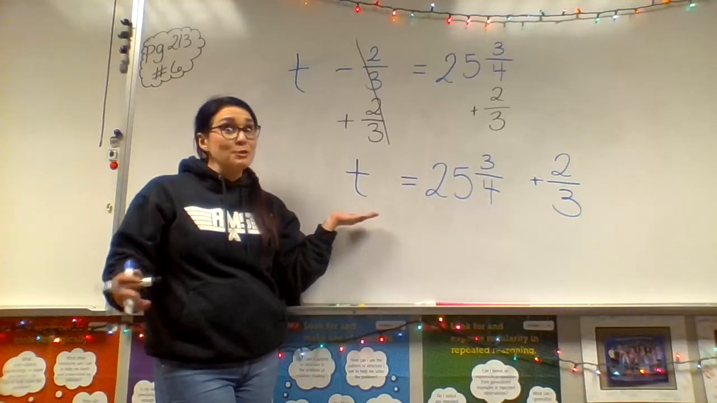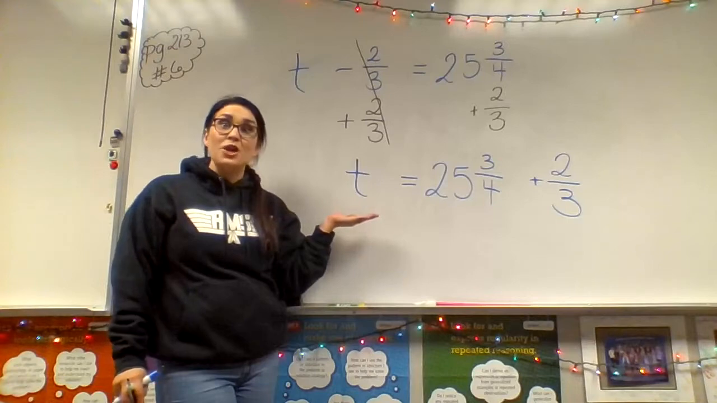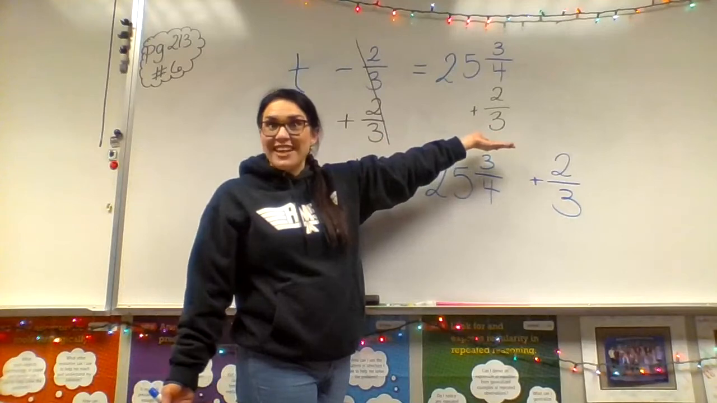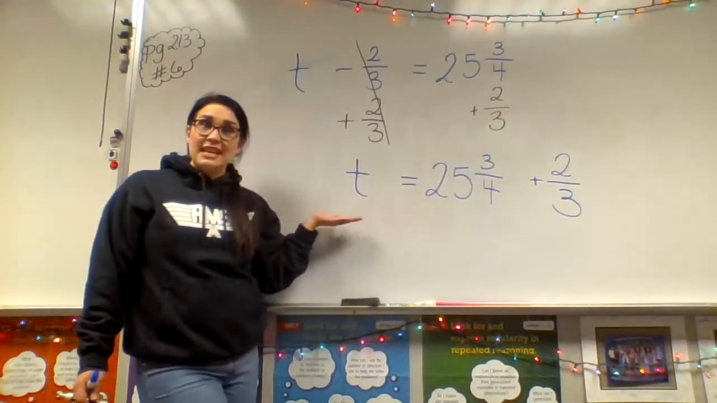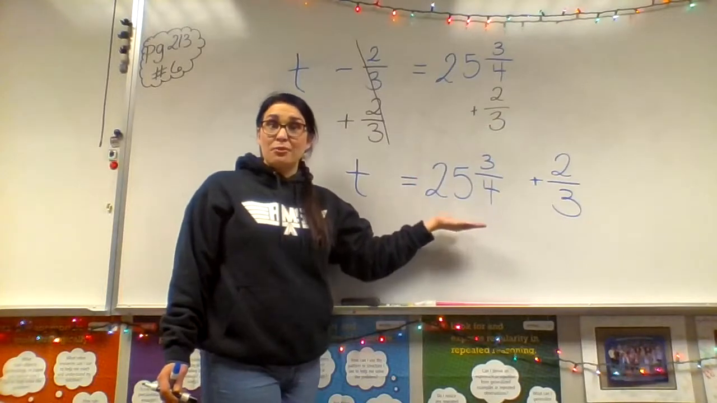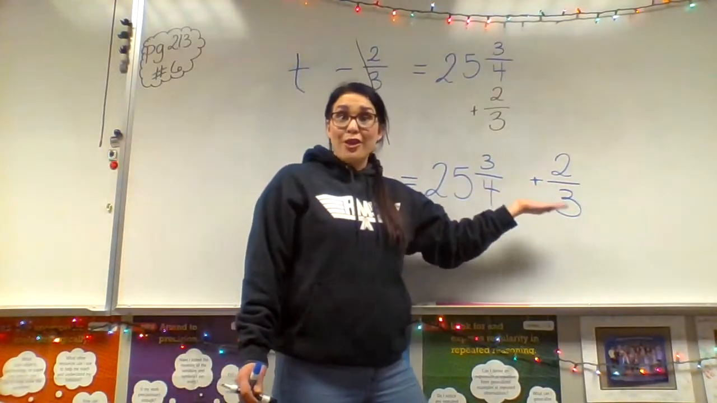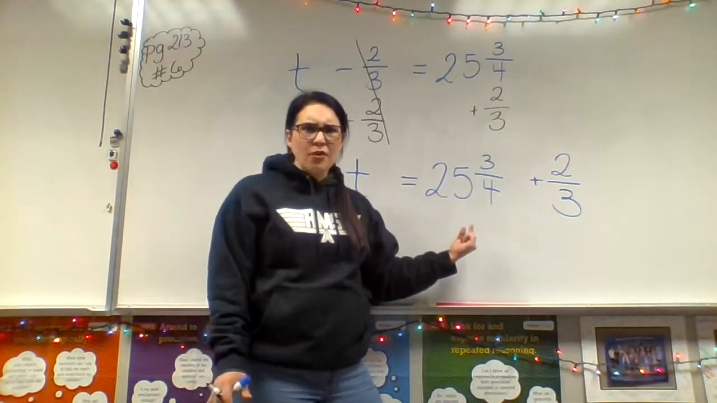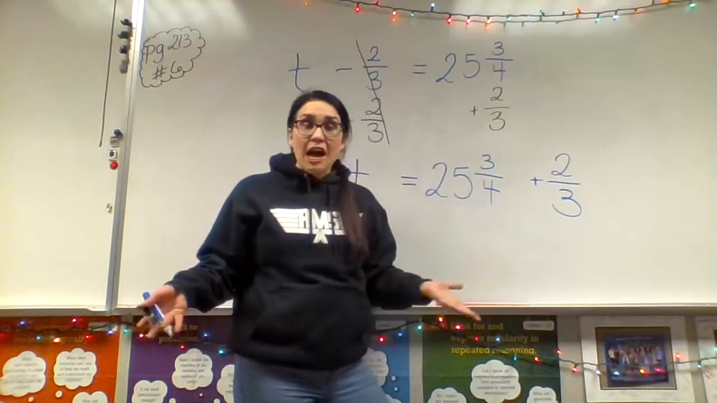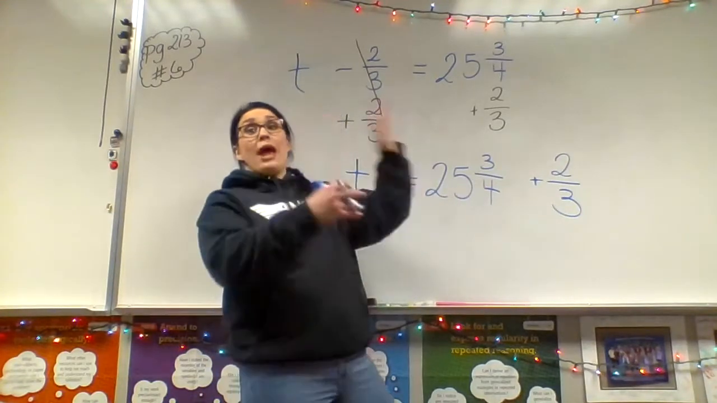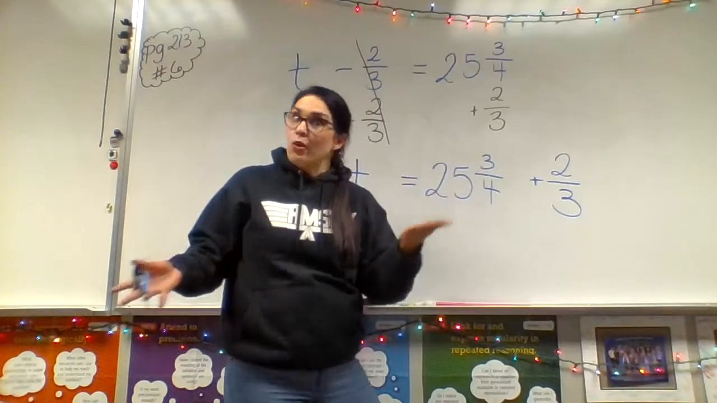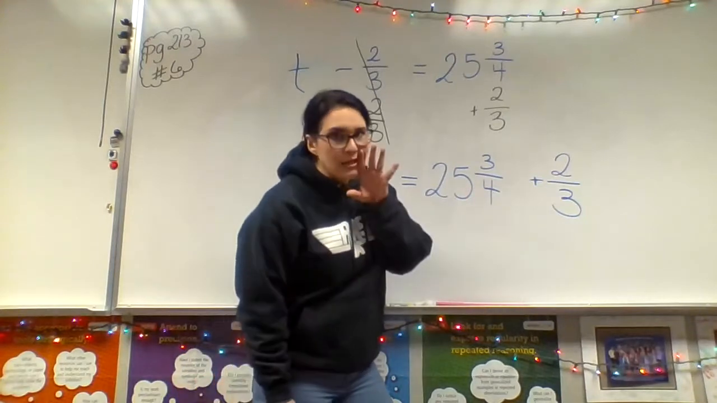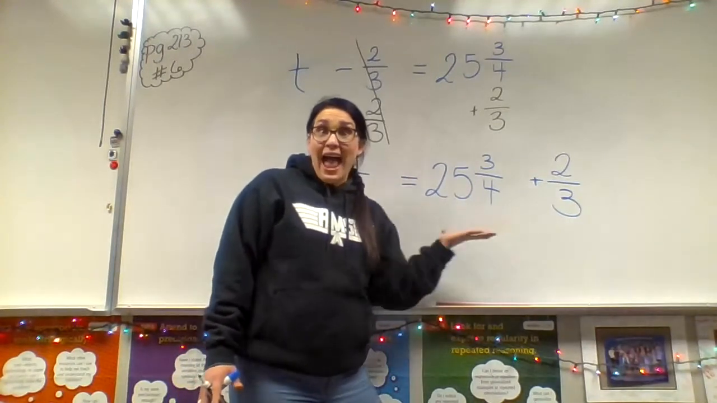And since we know about those properties of equality and balancing equations, we know that if you add 2/3 to one side, you also need to add that same value, 2/3, to this other side, correct? So we can now say that t is equal to 25 3/4 plus 2/3. Now, all we need to do is add two fractions. But notice that these denominators are not the same. So remember, let's think way back. When you are adding or subtracting fractions, you need to make sure that they have the same denominator. That's the number on the bottom so that you can actually add or subtract.